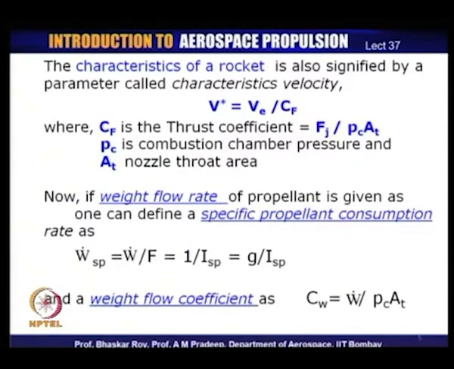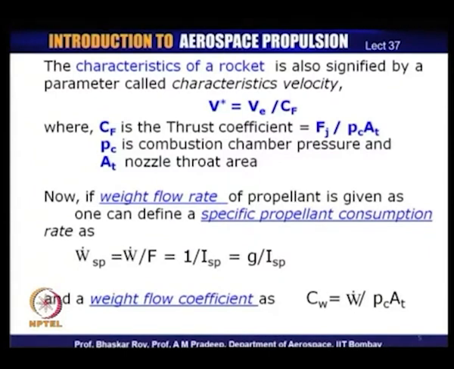So, if we write down that the characteristic velocity is expressed in V star, they are now shown in terms of V e, the exhaust velocity, and C f, the thrust coefficient, which I mentioned is not the same as specific impulse. This thrust coefficient is different from the thrust coefficient we may have defined for other kinds of jet engines. So, the rocket engine thrust coefficient is defined somewhat differently.